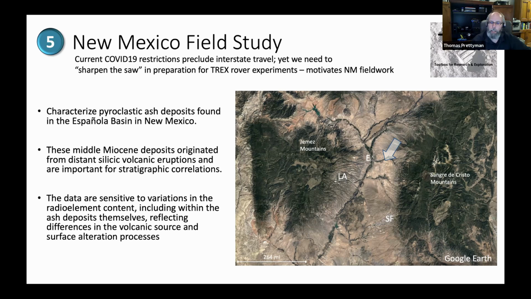If you had a distant volcanic eruption, the ash from that eruption would get trapped in these ponds, and then it would form a sedimentary layer. And these tend to be silicic eruptions. They tend to be rich in radioelements. And so this is an ideal place to go and test out the gamma ray spectrometer for the rover. Okay, so let's keep going.